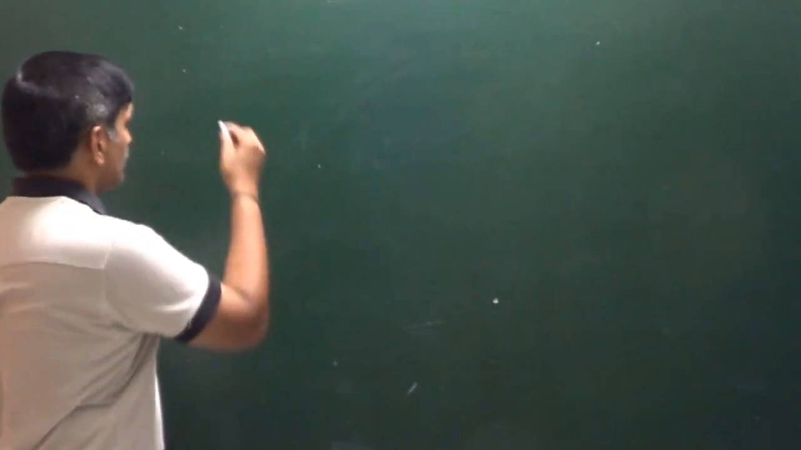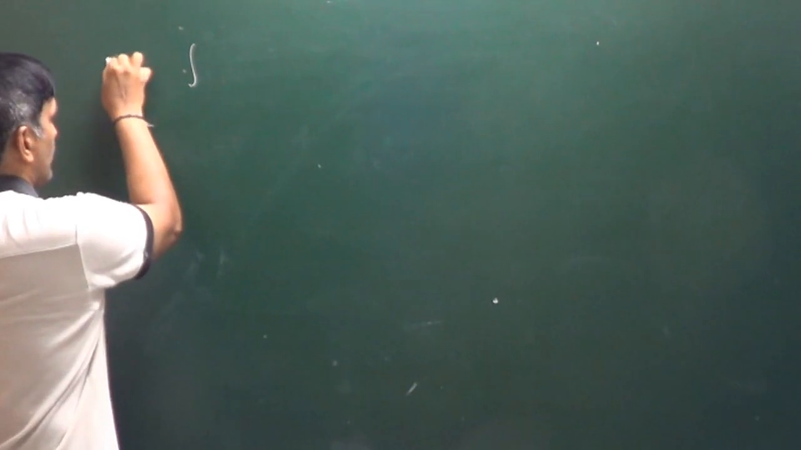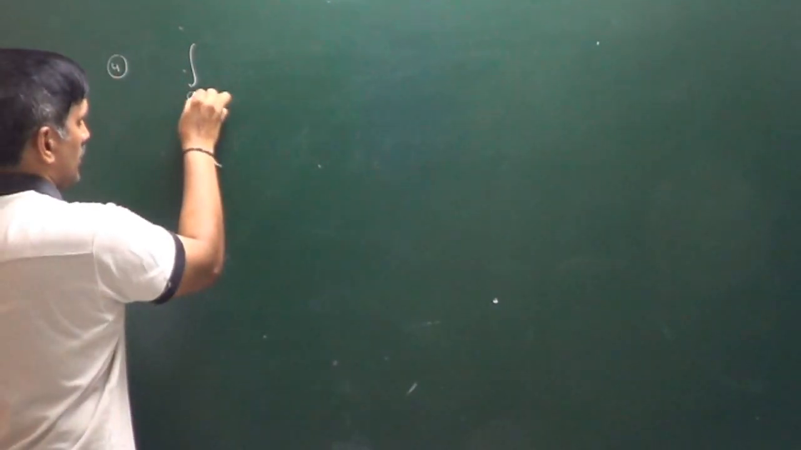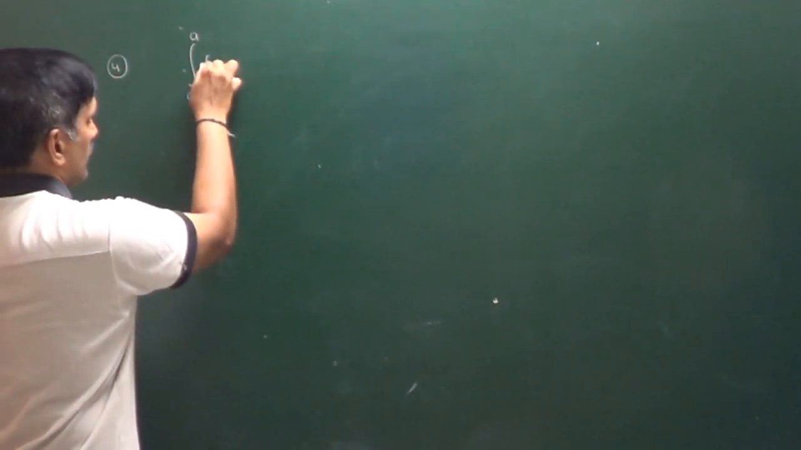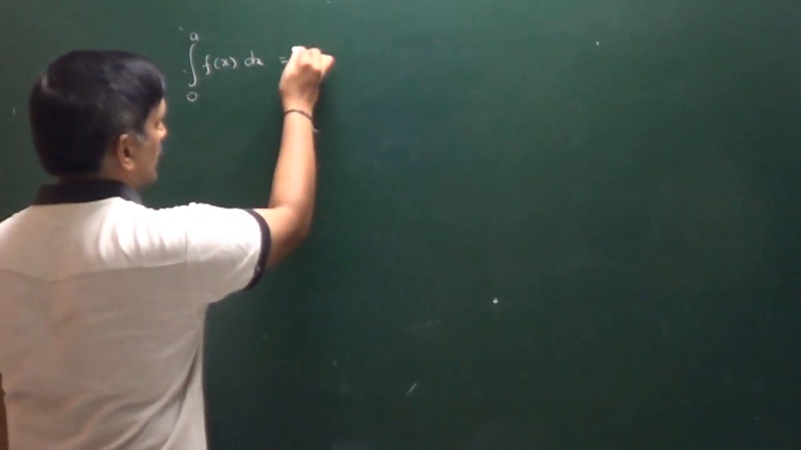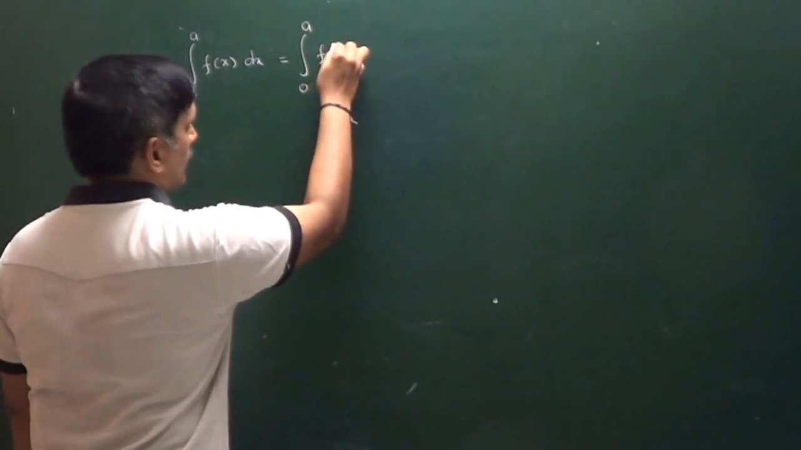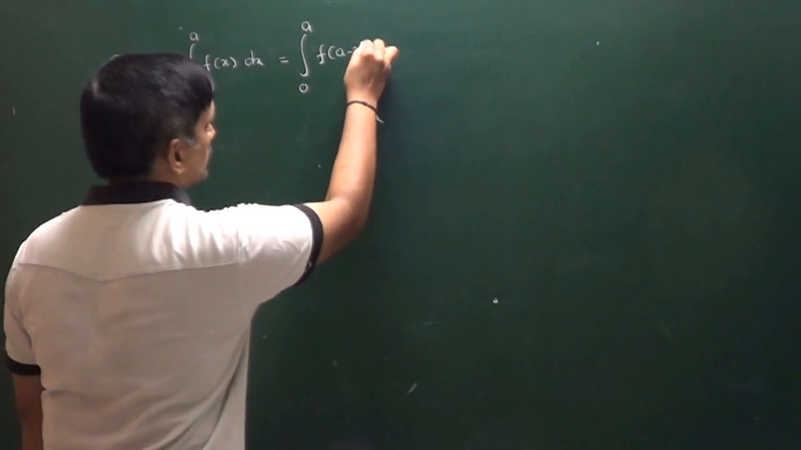Next property. Next one. We can say this is property number 4. Integral 0 to a f of x dx. We can write it as integral 0 to a f of a minus x dx.